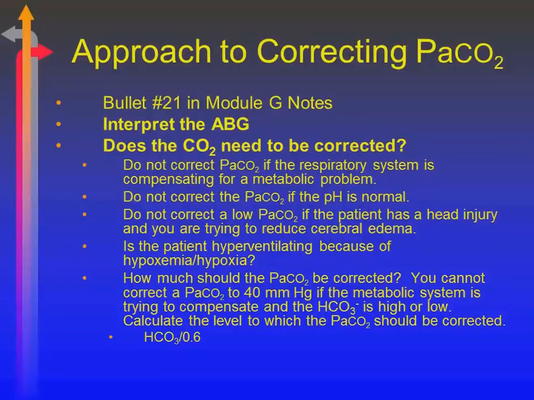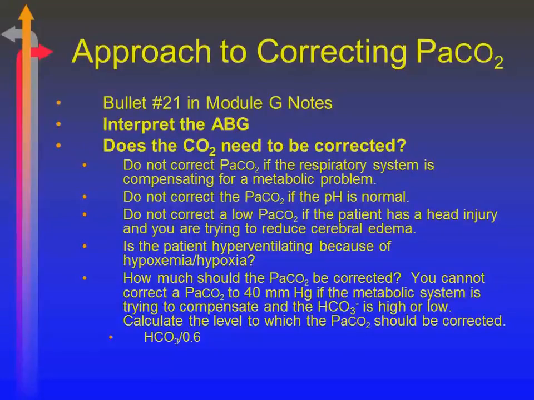Is the patient hyperventilating because of hypoxemia or hypoxia? If that's the case, then fix the oxygenation problem, not the CO₂ problem. And the real question is, how much should the PaCO₂ be corrected to? A lot of times, we don't want to go back to 40. That's not the proper thing to do if somebody's got a chronic hypercapnia. Somebody who's in chronic respiratory failure, their normal CO₂ is going to be higher than that. So what value do we correct to? Well, it's very simple. You divide the bicarbonate by 0.6.